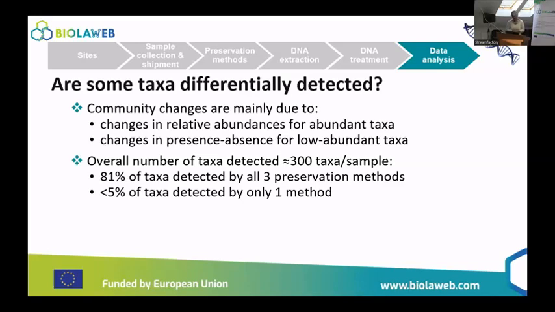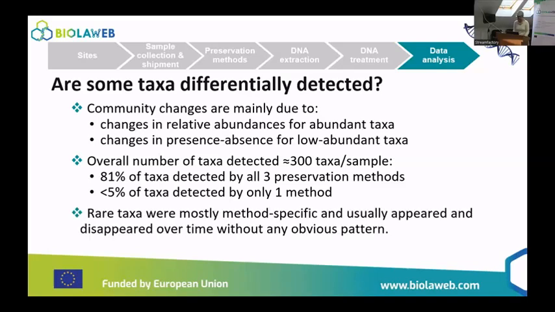And if we look at the overall number of taxa that are detected, that's over 300 taxa for all the samples, 81% of the taxa were detected by all the three preservation methods. Only below 5% of the taxa were detected only by one method. So that was also quite a good point. And the rare taxa were mostly method specific. That means that they usually appear or disappear without obvious pattern. We will find one on some date and another on another date. So it means that probably they are not very reliable.